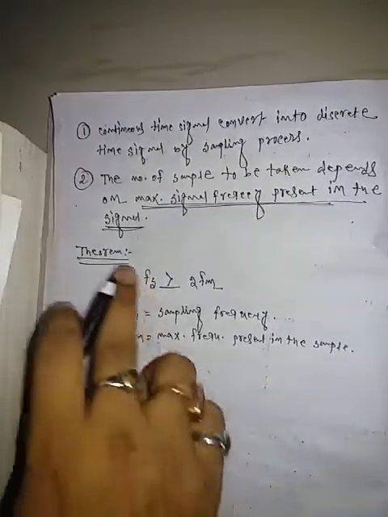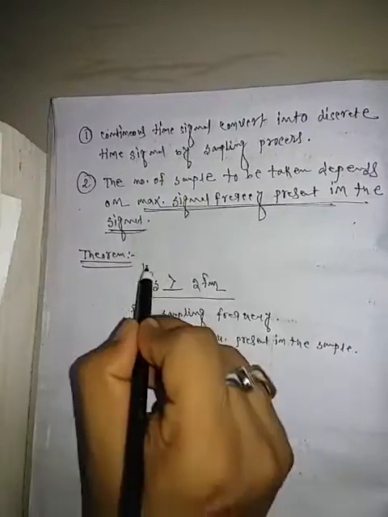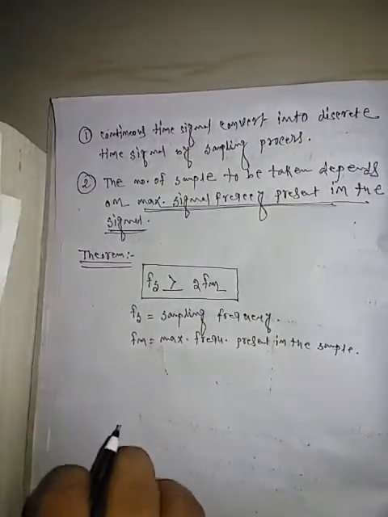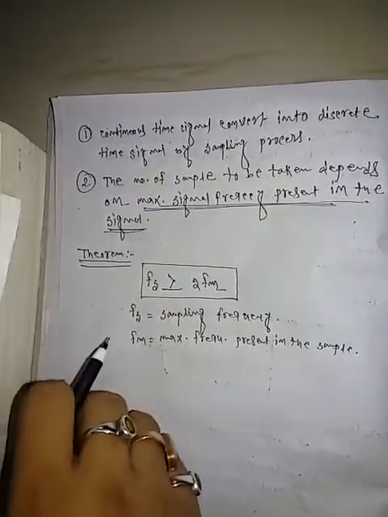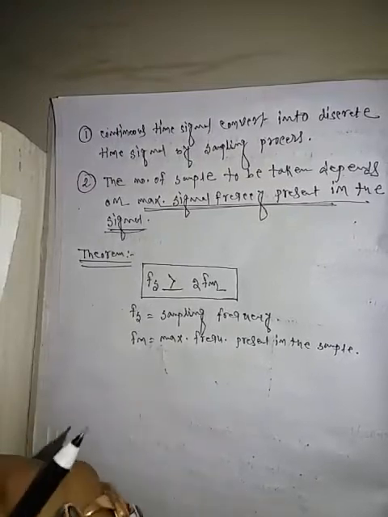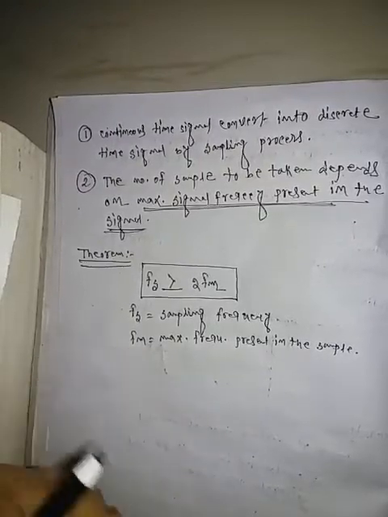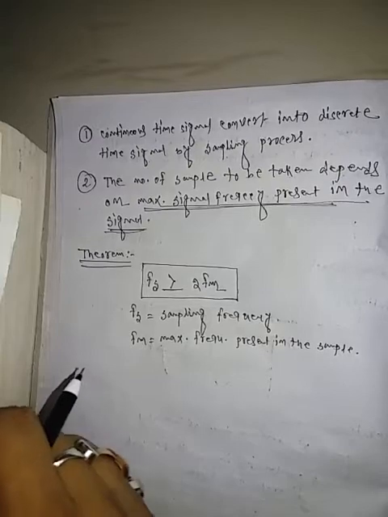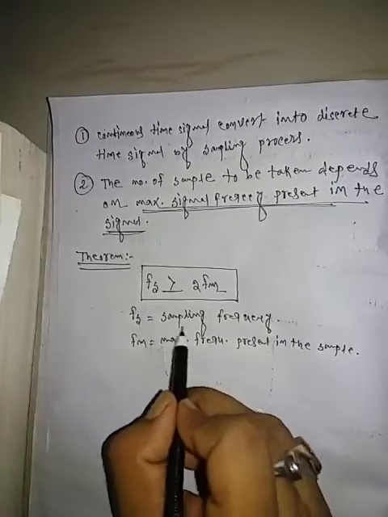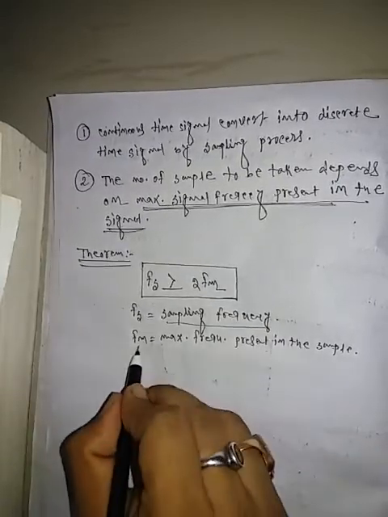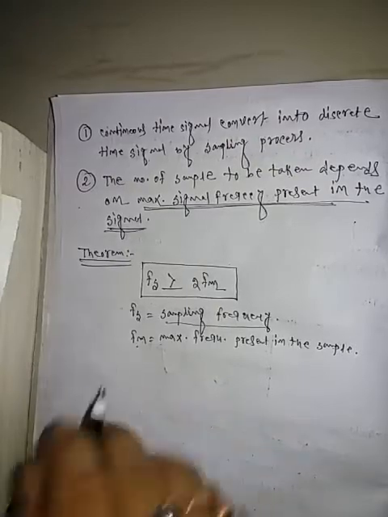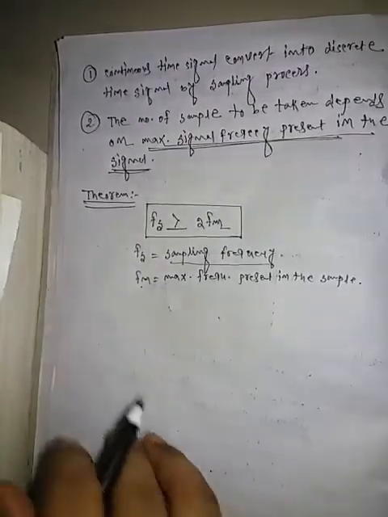The sampling theorem is Fs greater than or equal to 2 Fm. If Fs is greater than or equal to 2 Fm, a continuous time signal can be completely converted into a discrete time signal, where Fs is the sampling frequency and Fm is the maximum frequency present in the signal.